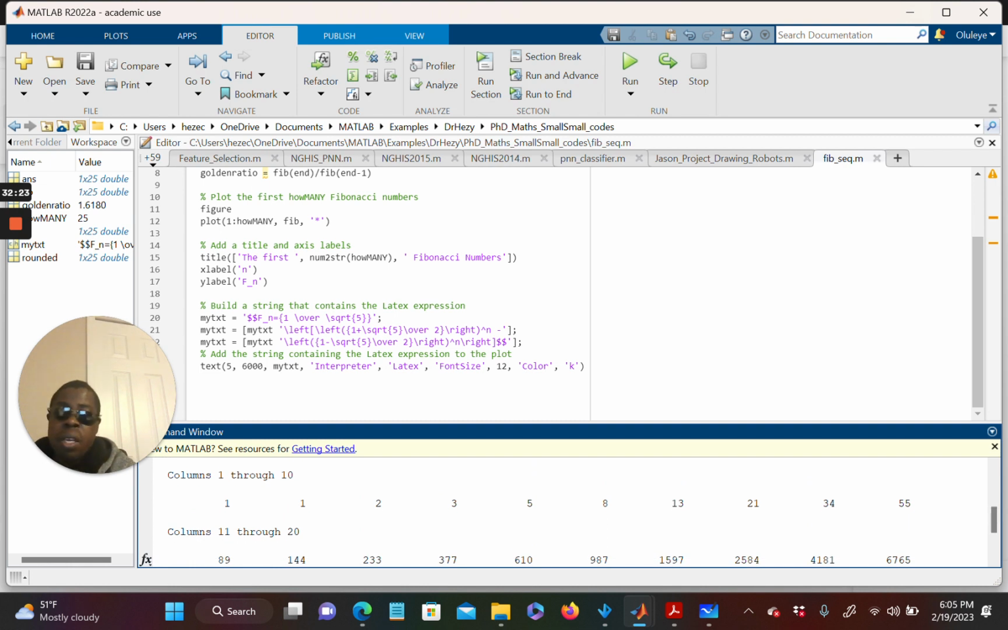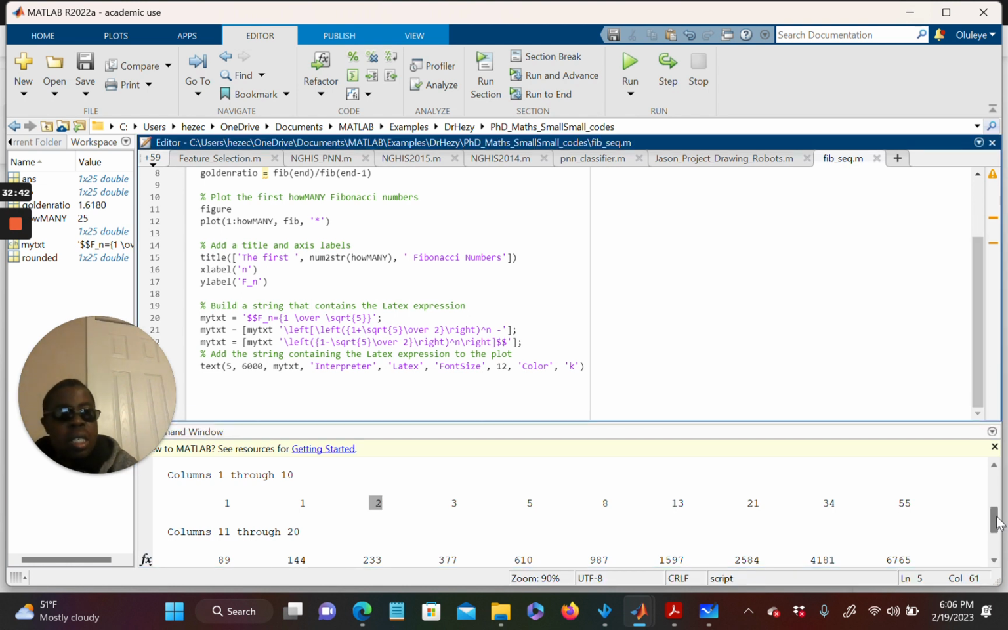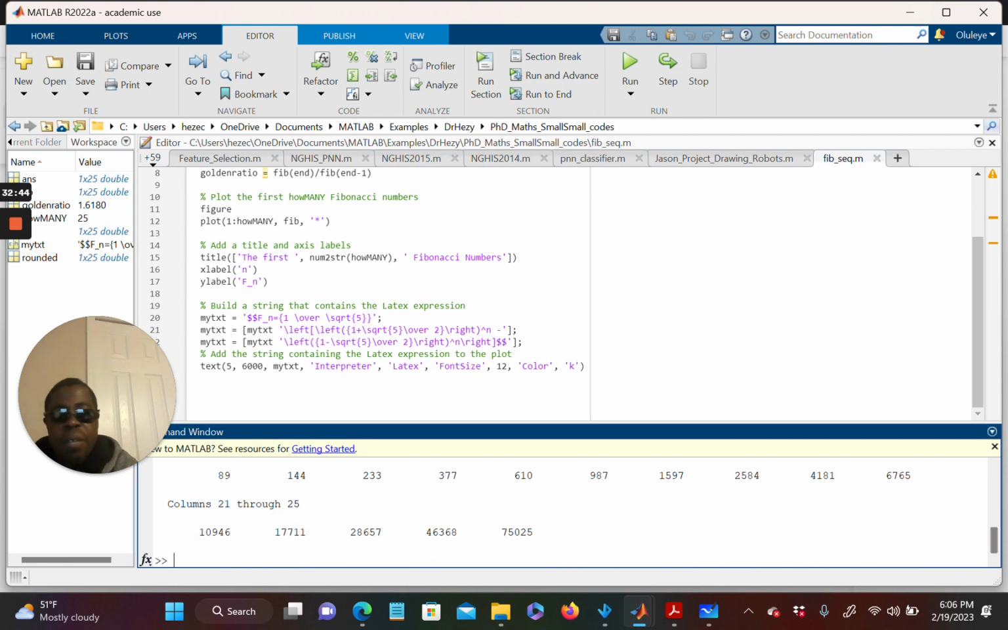In MATLAB, it assumes the first two are 1 and 1, not 0 and 1. Some people implement the two initial conditions to be 1 and 1, not 0 and 1. So if you add up 1 plus 1, you get 2. If you add up 1 plus 2, you get 3, and so on and so forth. This is a Fibonacci sequence. And if you divide this number here by this one, you will get 1 point something.